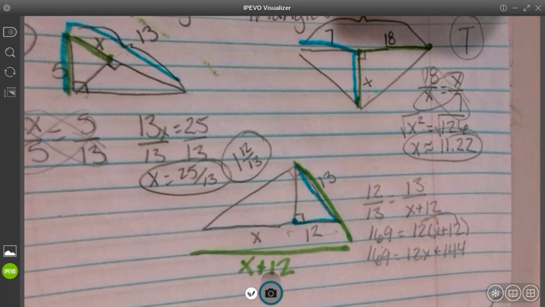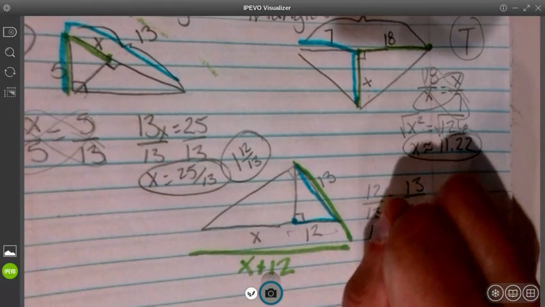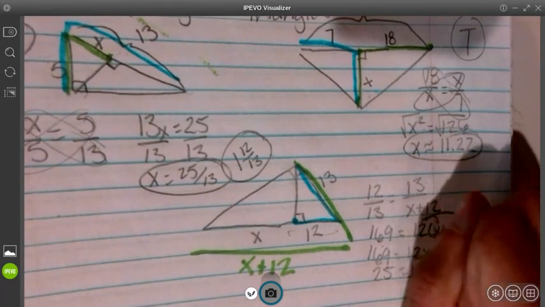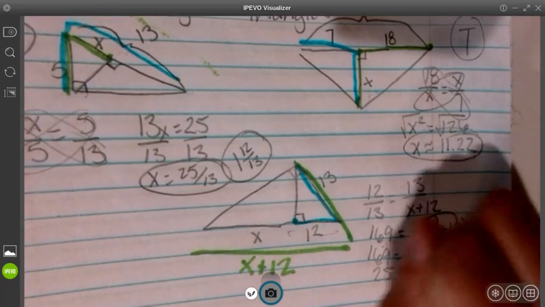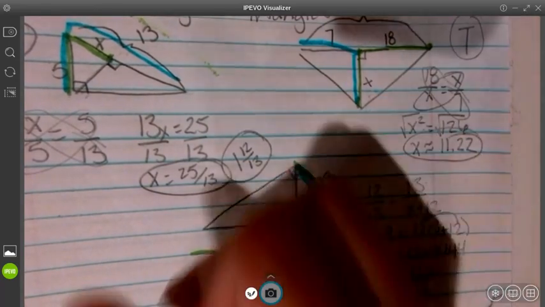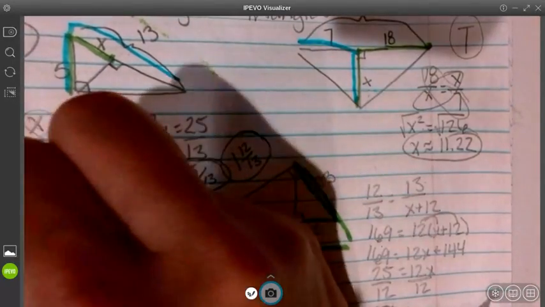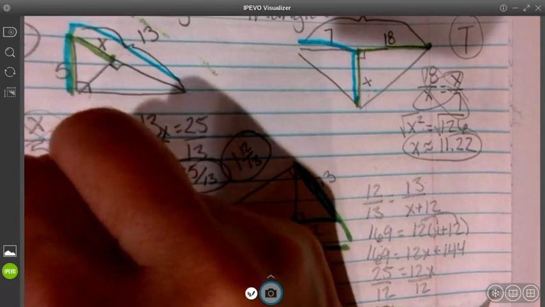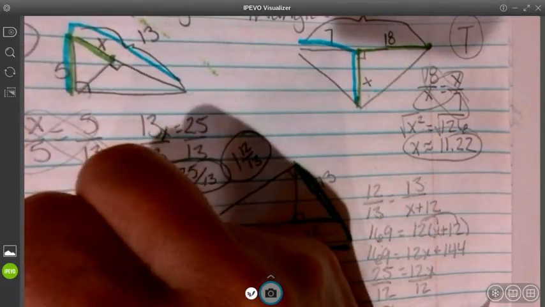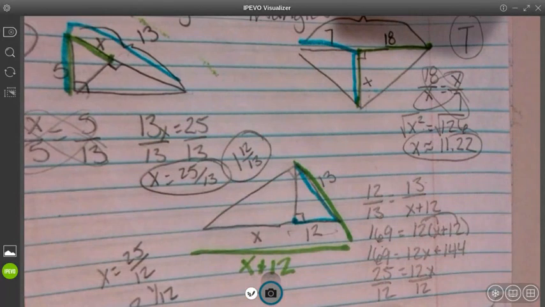144. And I'm going to take my 169, I'm going to subtract that 144, which is going to give me 25. And that's going to equal the 12X. And now I'm going to simply divide by 12. And I would have that X is going to equal the 25 over 12, or that could be 2 and 1/12.